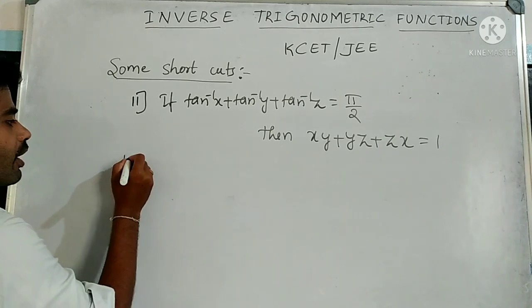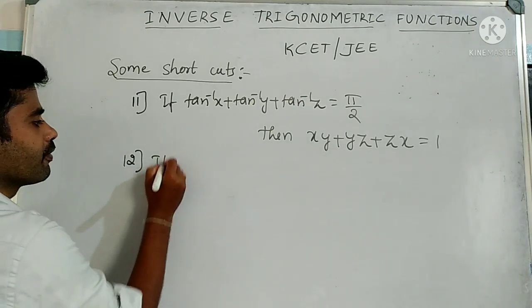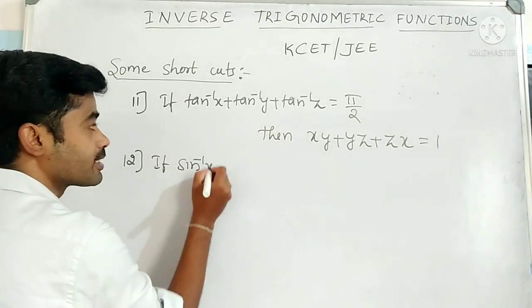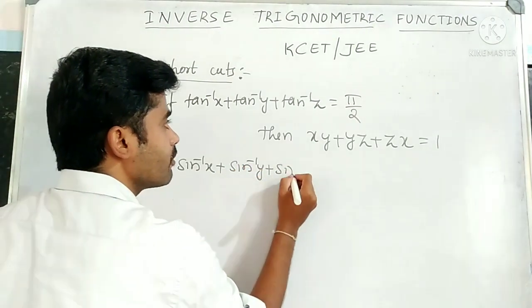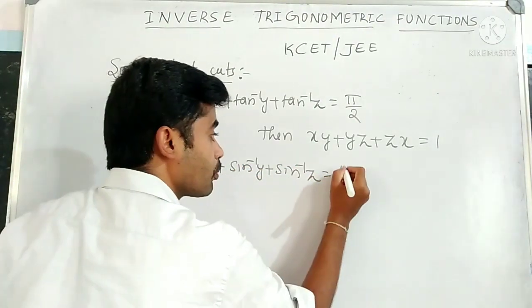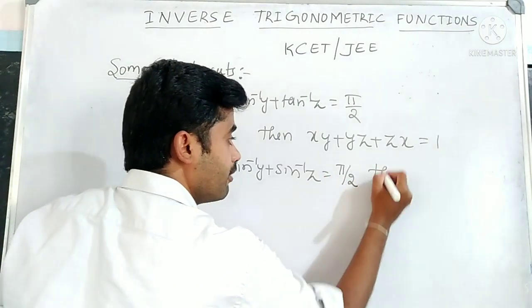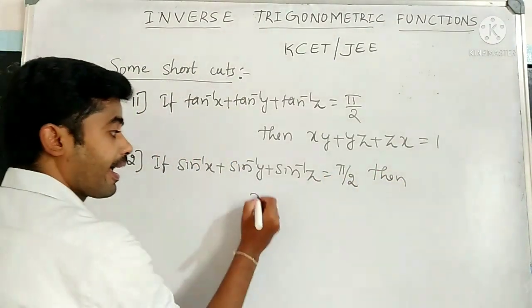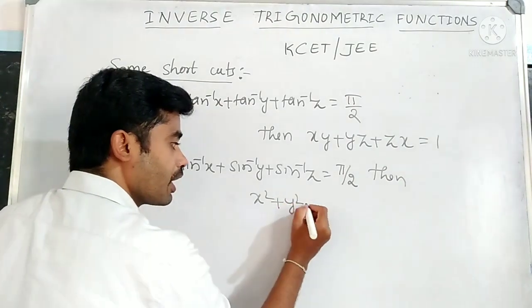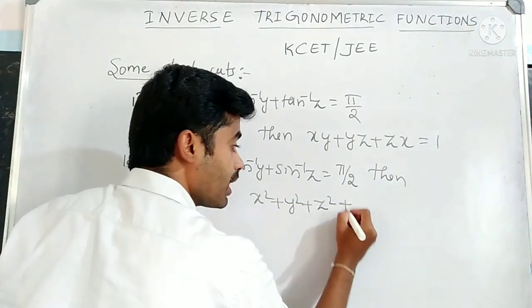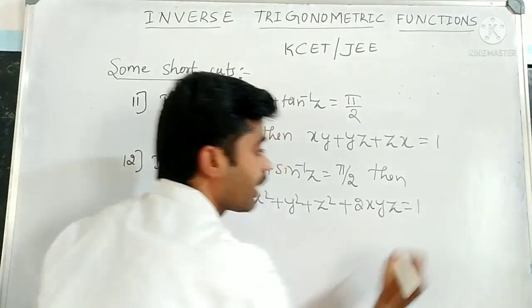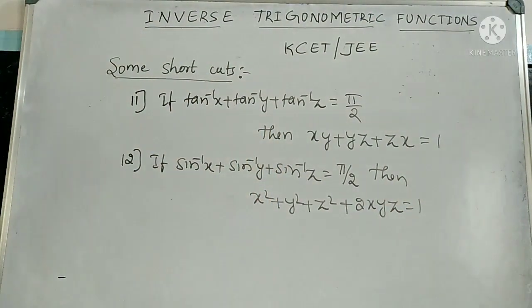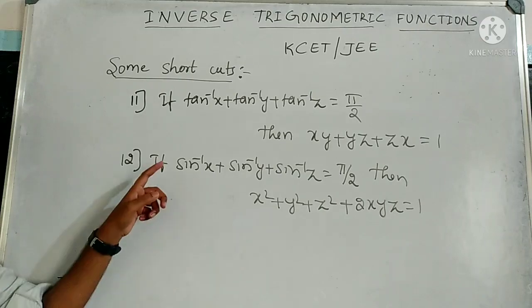In the same way, if sin inverse x plus sin inverse y plus sin inverse z is equal to pi by 2, then we can write it as x square plus y square plus z square plus 2xyz is equal to 1.